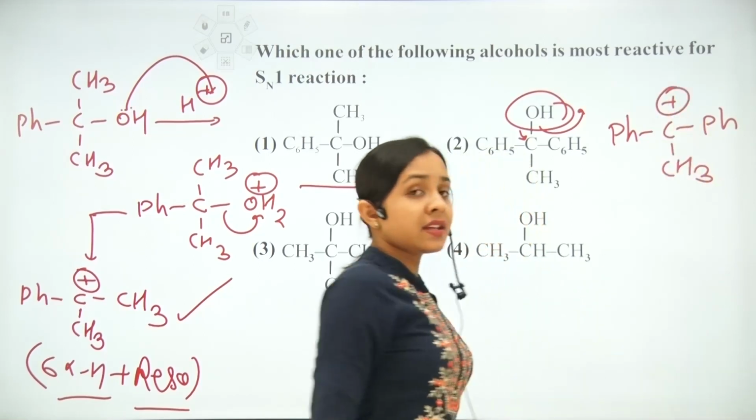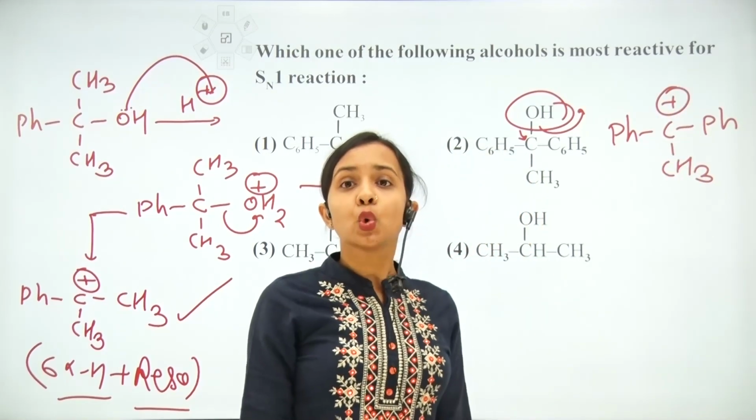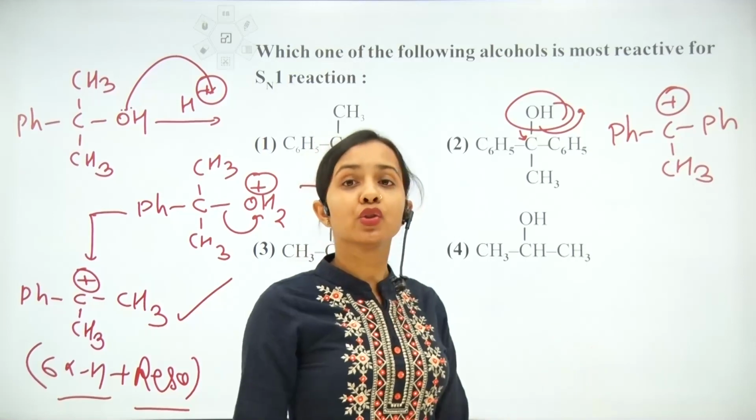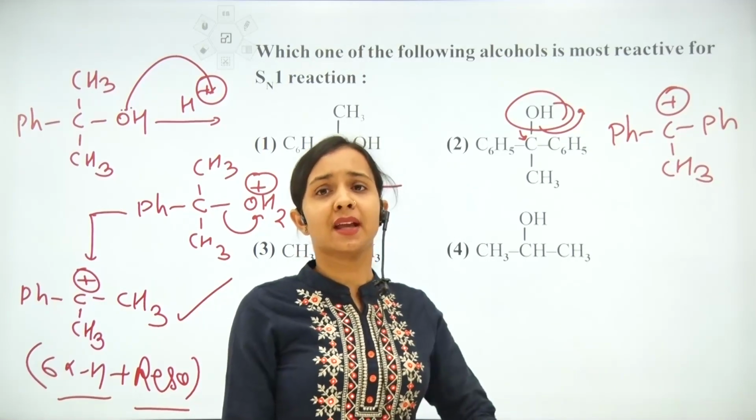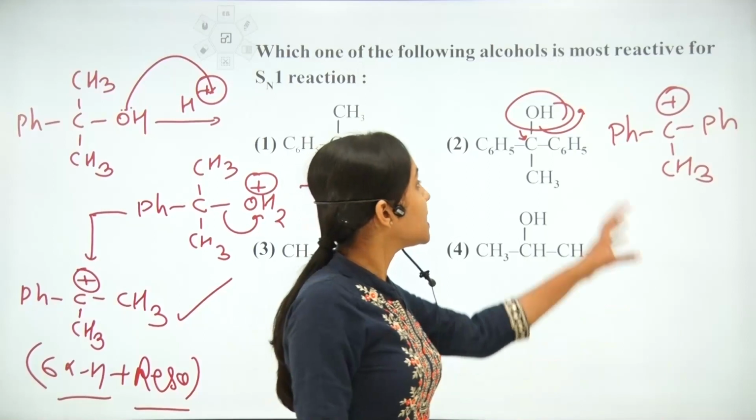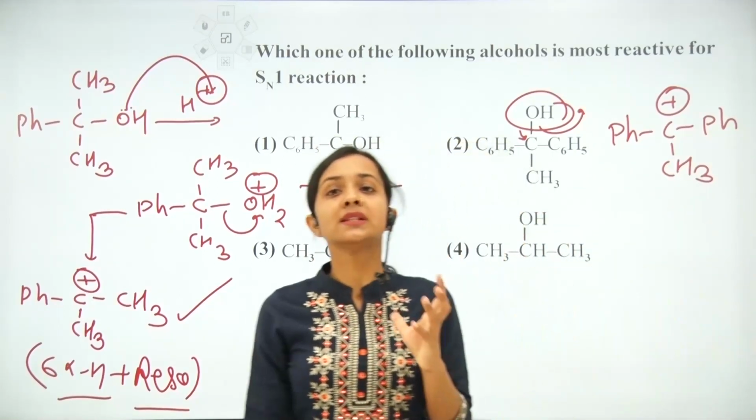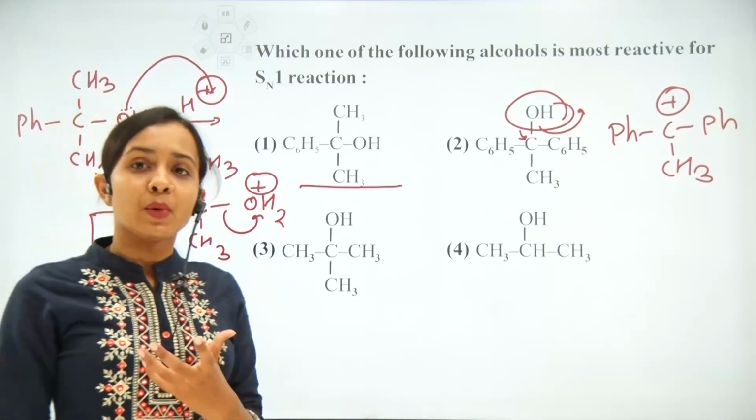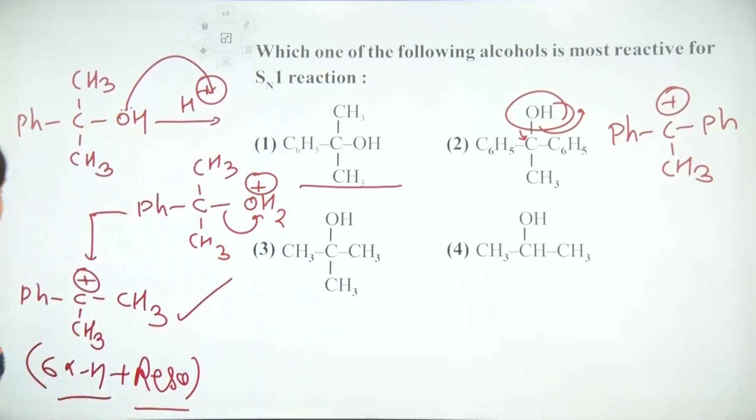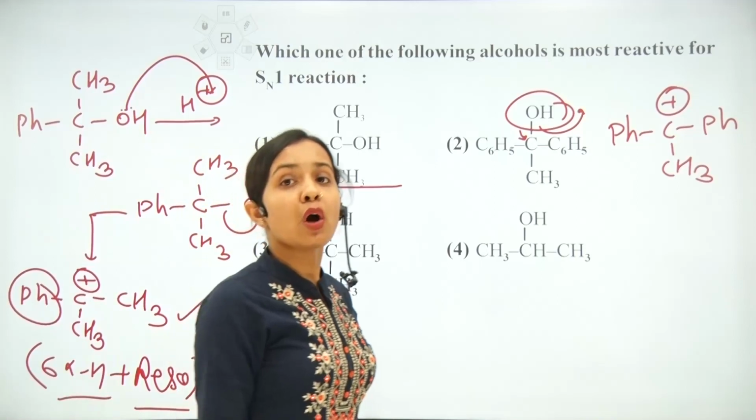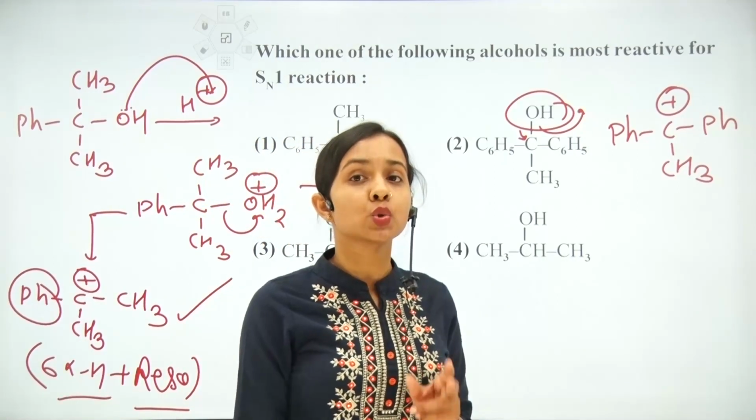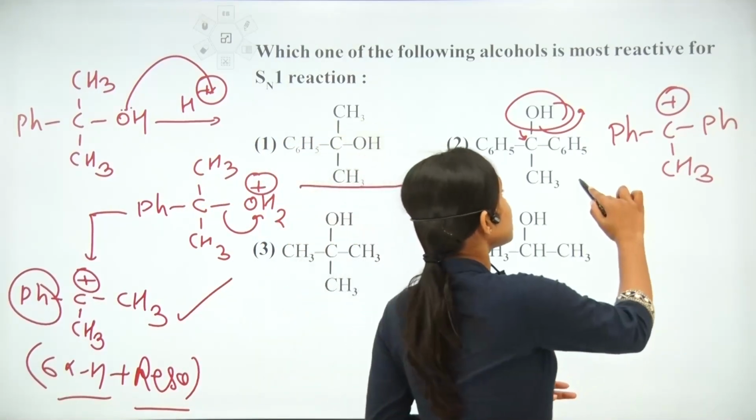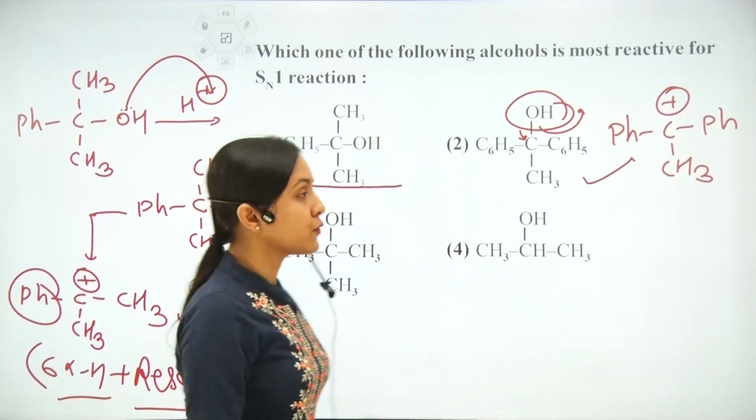So this carbocation is stable by the resonance of 2 phenyl rings and hyperconjugation of 1 CH3 group, or we can say by 3 alpha hydrogens, right? So here in the second compound, because resonance is more present, and we know that if resonance is more, then stability of the carbocation will be more, right? Here resonance is present with only 1 phenyl ring, but here resonance is present with 2 phenyl rings in this compound, right? So this carbocation is more stable compared to the first.